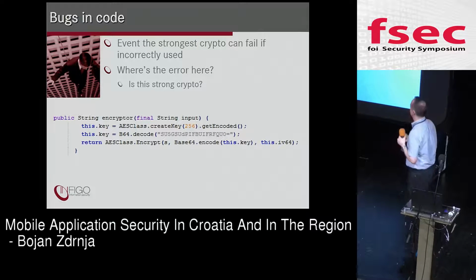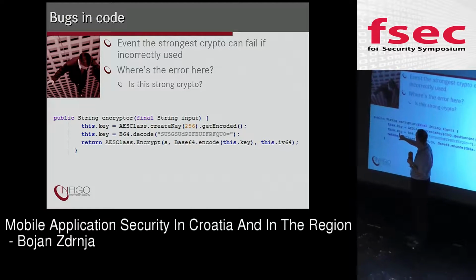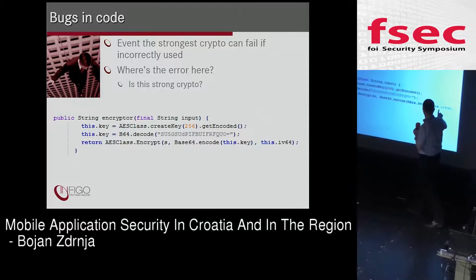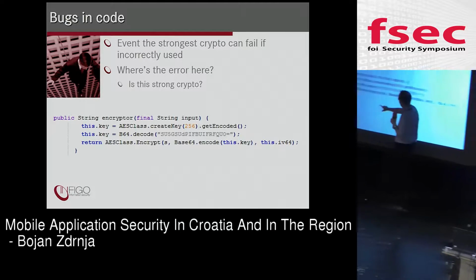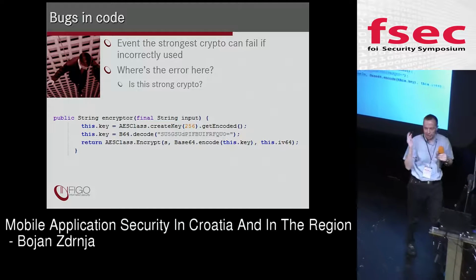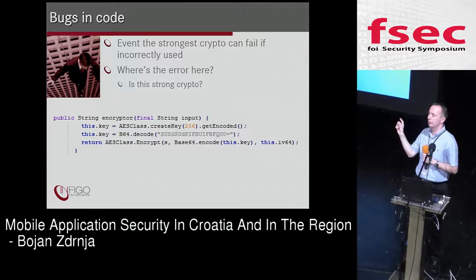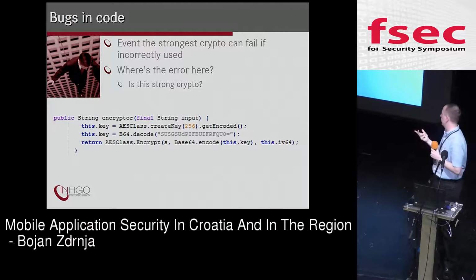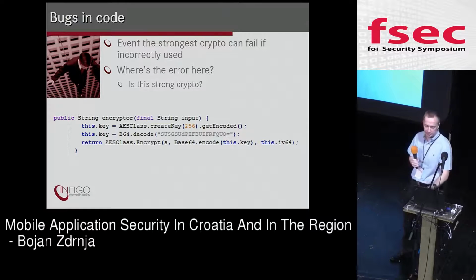So instead of assigning this to IV here, which is something that he wanted to pass to the function here, IV64, he actually overwrites the key. And every single application in the world has the same static key, which is this Base64 encoded. Very, very bad thing, very tricky to spot. And this is just a typical developer mistake that can sometimes happen.